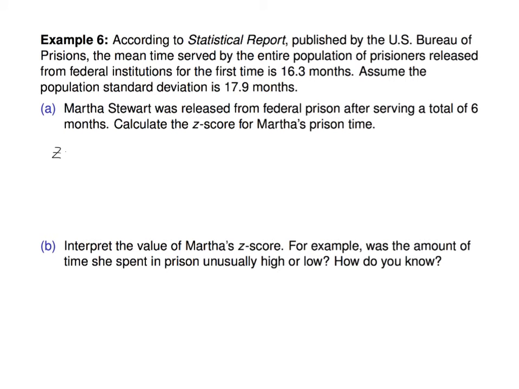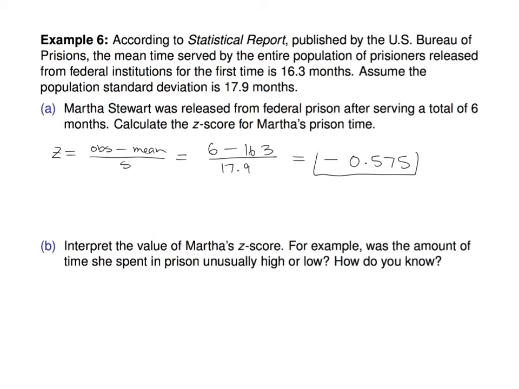Remember that the z-score is equal to the observed value minus the mean divided by the standard deviation. So observed value of 6 months minus a mean of 16.3 divided by 17.9, that comes out to be negative 0.575 approximately. So interpret the value of Martha's z-score. For example, was the amount of time she spent in prison unusually high or low or not unusual at all?